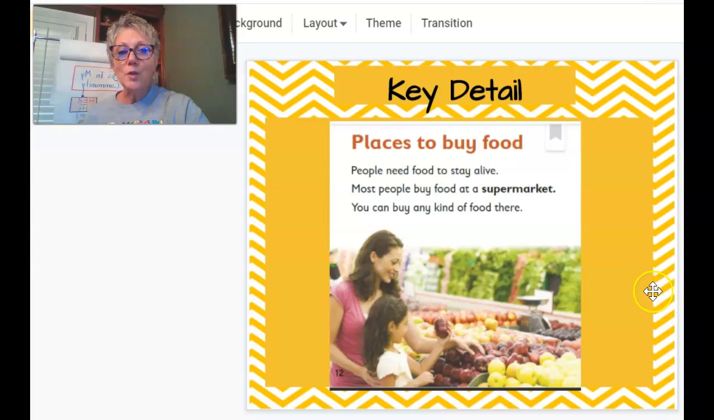I chose to write about places to buy food. So this picture reminded me of going to the store at H-E-B in Elgin. And I know all communities have grocery stores, so I thought that would be a great key detail to write about because it came from the book. It's something the book talked about, and it's something that I can see in my own community. So I chose to write about H-E-B as a grocery store.